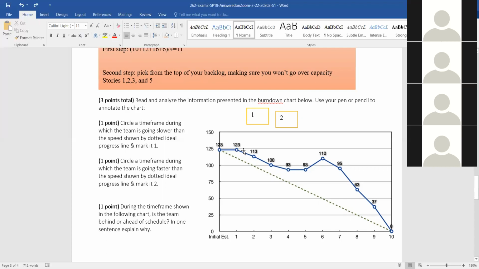So this is a less steep slope than the ideal time, which is just straight linear. Exactly. Where does the team go faster? The team would go faster between day 7 and 8, or you could even say 8 and 9, and 9 and 10 as well. Perfect. During this whole time, is the team behind or ahead of schedule?